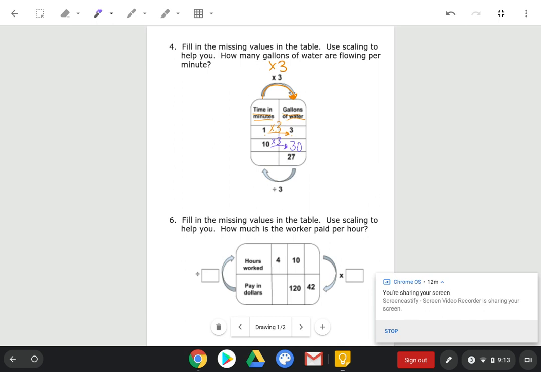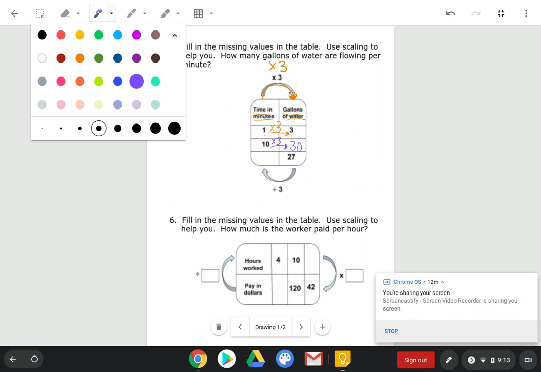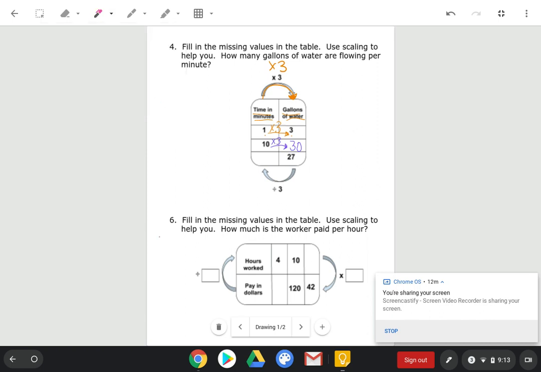So we just figured out that in 10 minutes, 30 gallons of water are going to flow. Now, the last missing value is going to require a little bit of a different thought process, simply because this time we're going from the right-hand column to the left-hand column. So we've got to think about this just a little bit differently.